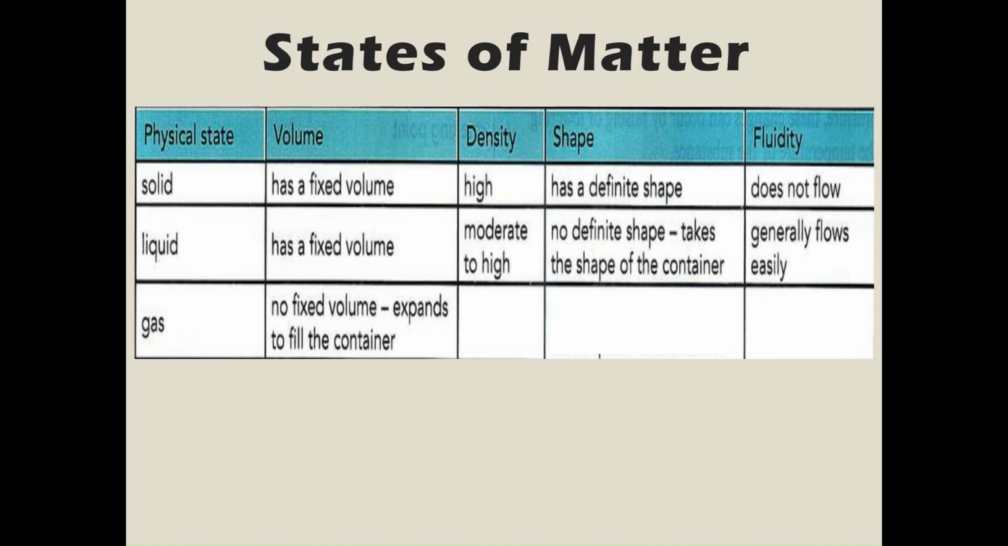A gas has no fixed volume, but it expands to fill the container. So if you put some gas in a 1 liter container, it will expand to fill this 1 liter container. If you transfer the same amount of gas into a 5 liter container, it will expand to fill this container too. So it has no fixed volume. It has very low density. It has no definite shape, takes the shape of the container, and flows easily.